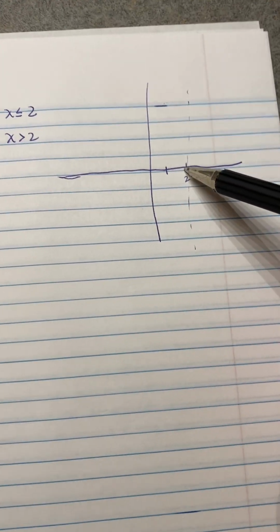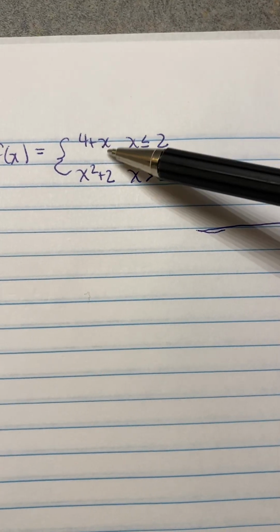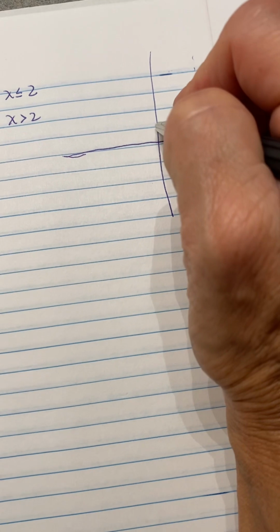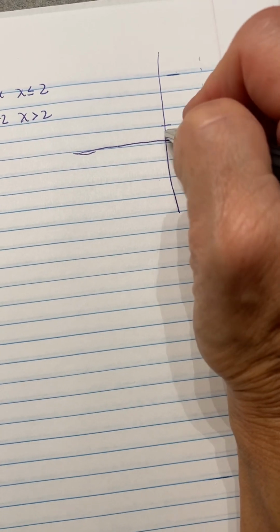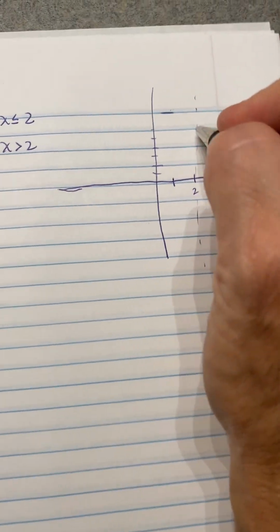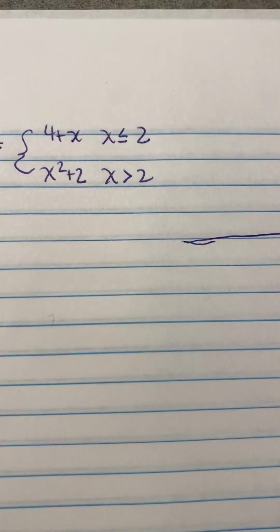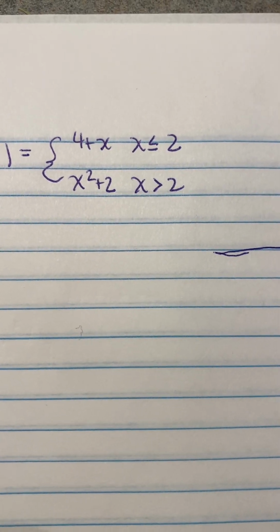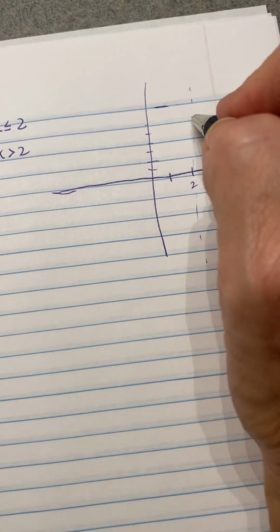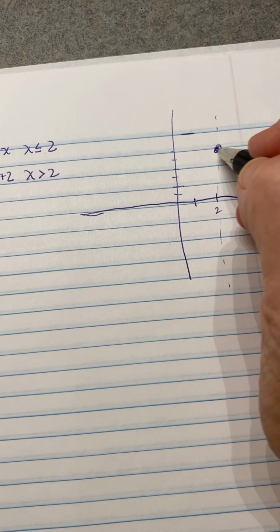Okay, how do we do this? Let's put in the value of 2 right here. So if x is equal to 2, 4 plus 2 would be 6. When x equals 2, y is 6. Let me go 1, 2, 3, 4, 5, 6. And I'm going to put a dot here. Now I'm going to ask you, is that going to be a solid dot or an open dot? We have x is less than or equal to. What do you guess that would be? I hope you said solid dot, right?